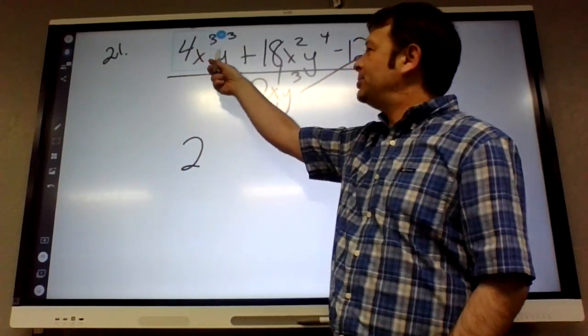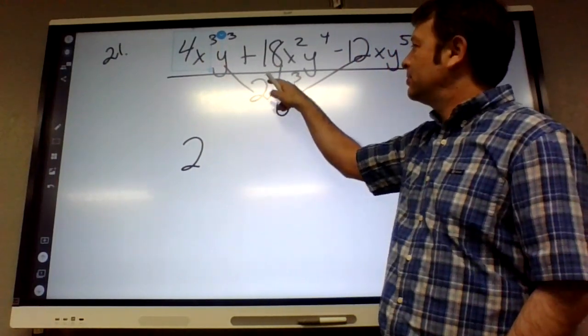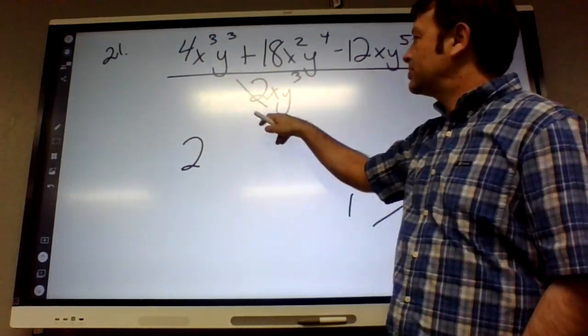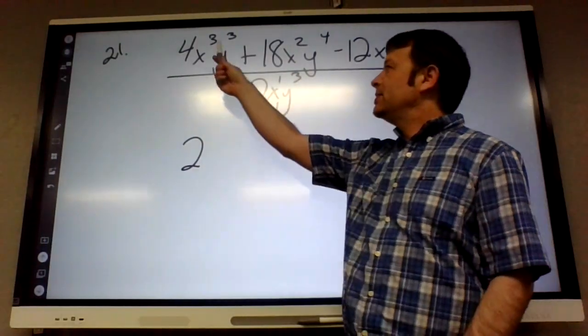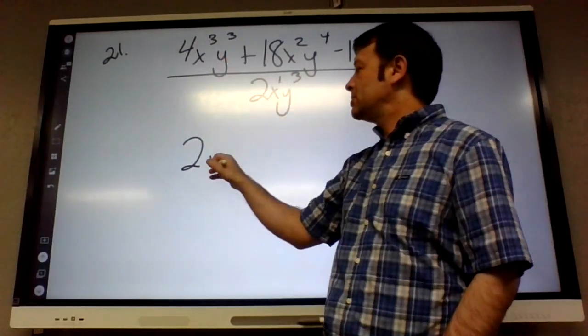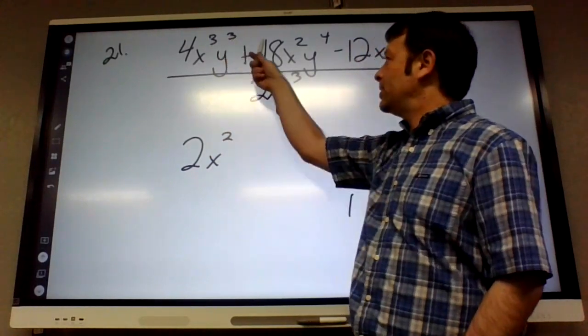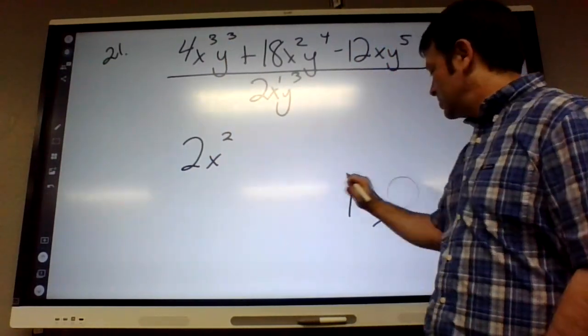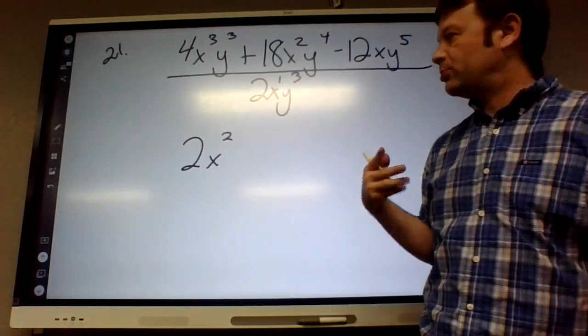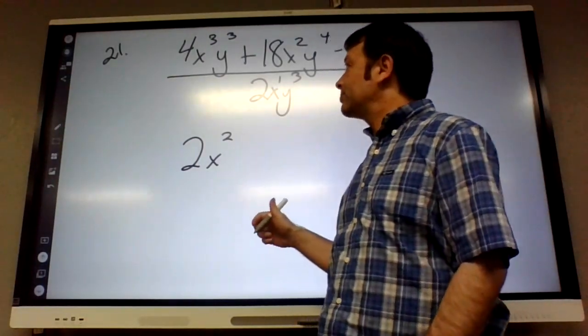How do we do x cubed divided by x though? x squared. Yes, you subtract the exponents. Since that doesn't have the exponent, that's like a 1. So 3 minus 1 is 2. y cubed divided by y cubed is y to the 0, which is 1, which just goes away.